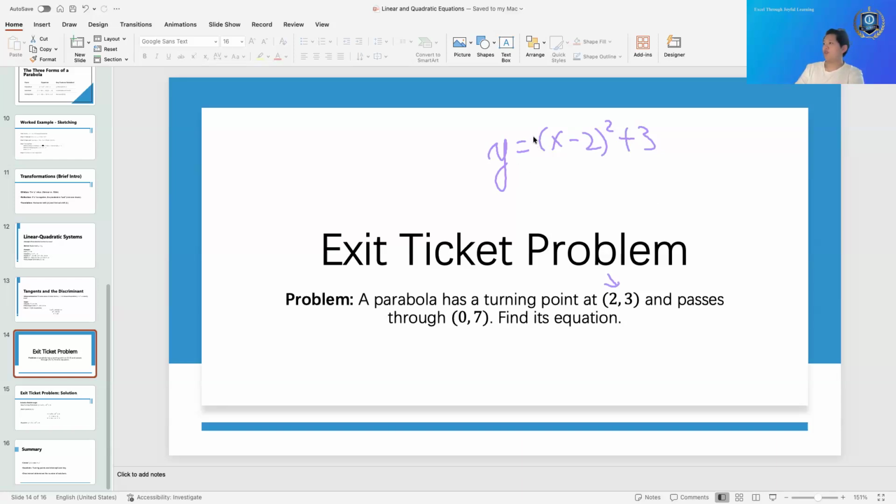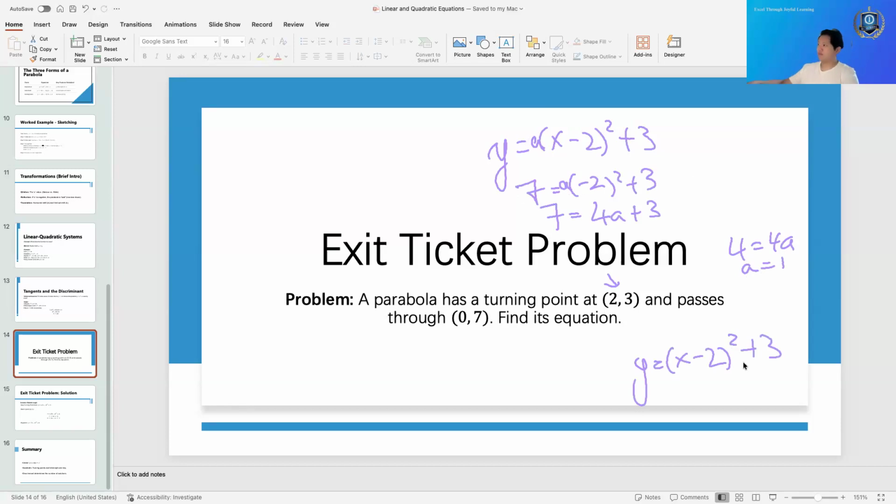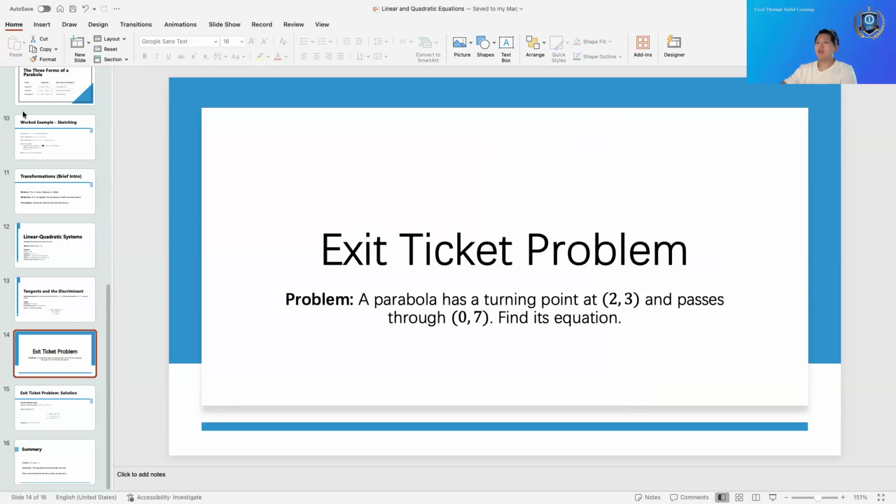Normally I have an a here and I want to look for a, right? I have 7 equals a times negative 2 squared plus 3. And I have 7 equals 4a plus 3. I get 4 equals 4a, and a equals 1. So good. It's simply y equals x minus 2 all squared plus 3. And this is the type of question that you would have done at school, right? Or at QS. Yeah, quite similar, right? And it's not that hard, it's just a rough idea.